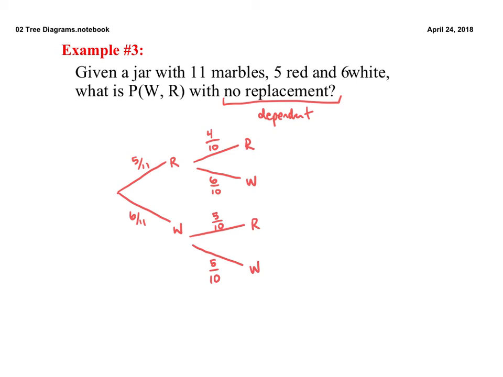So when we look for the probability of a white one and then a red one, we're looking for this particular path right there. And so the way we're going to calculate this is that we will take 6 over 11 and we will multiply that by 5 over 10. And for our probability, we get 0.273.